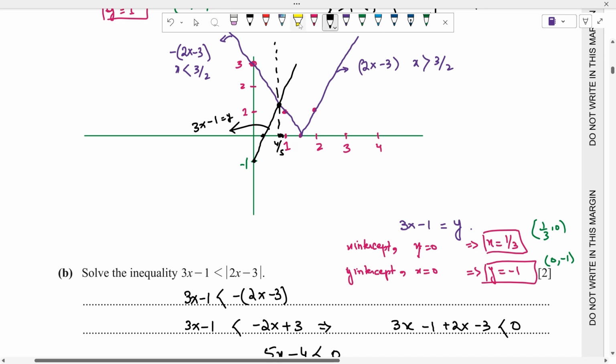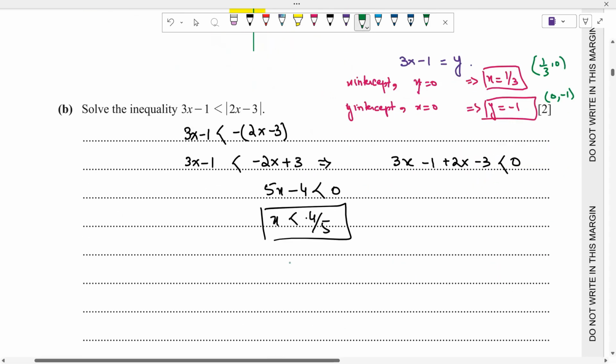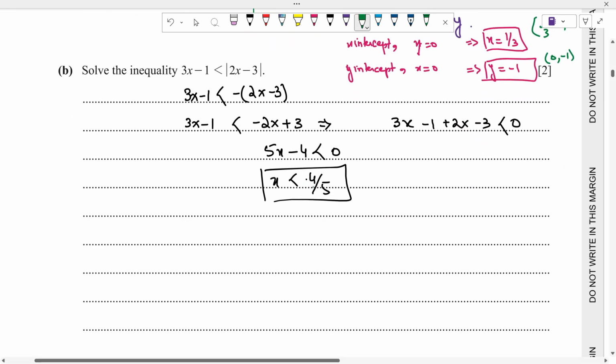So the solution will lie in this region. This is the required solution. So x is less than 4 over 5.